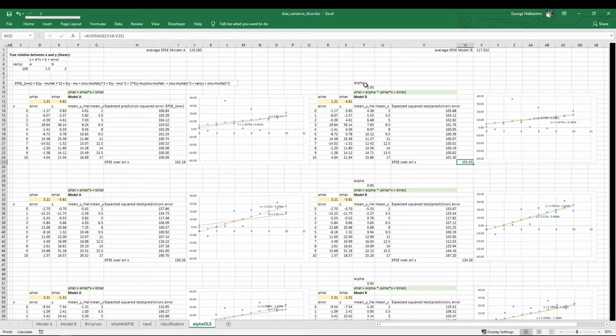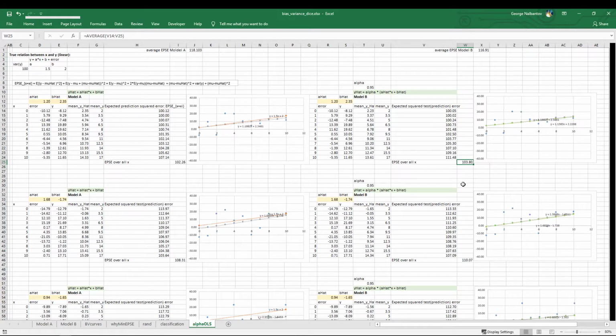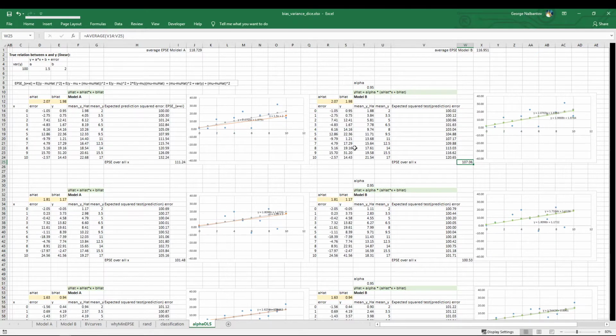Of course, alpha is between 0 and 1, 0.95 in this case. But for another data set, it could be different. It could be like here, that for the OLS the expected error overall x is 102, but it's 103 for this training data set for the alphaOLS. That's why, in order to conclude a proper experiment, we have extremely many data sets, I think around 100.